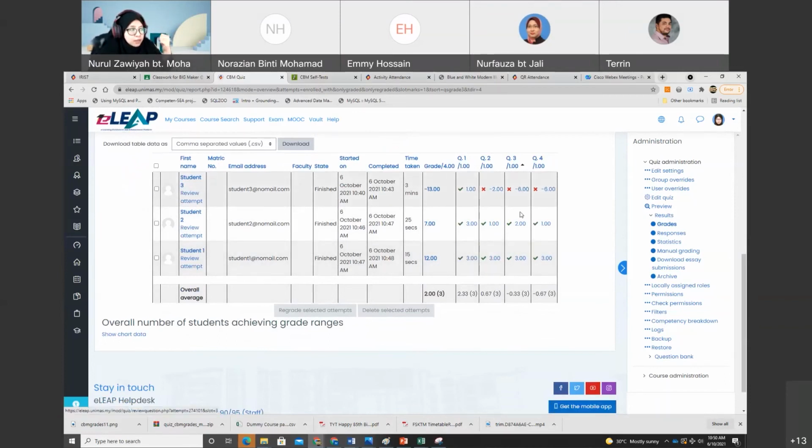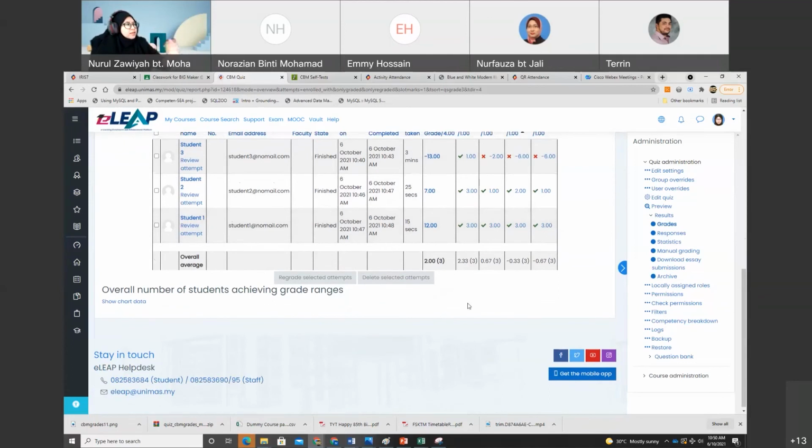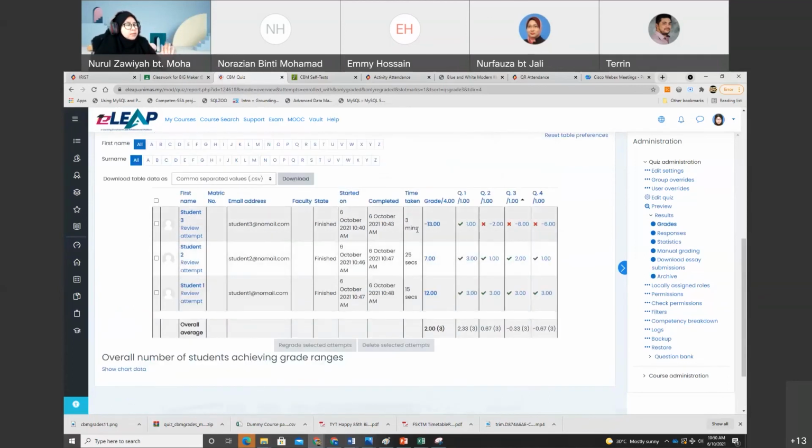A lot of -6 means they have a misconception of the concept. And maybe a lot of correct answers with original marks means that the students know and understand, but are not confident. Okay, so this is the view of the latest eLEAP.